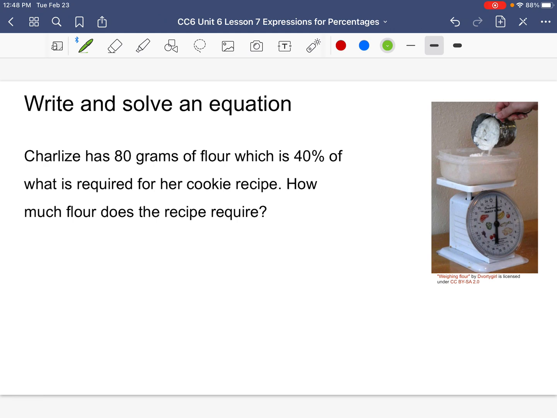So here we're going to write an equation to represent a situation. Charlize has 80 grams of flour, which is 40% of what's required for her cookie recipe. How much flour does the recipe require? So my unknown is how much flour the recipe requires. So I'm going to define my variable. Let x equal the amount of flour the recipe requires.